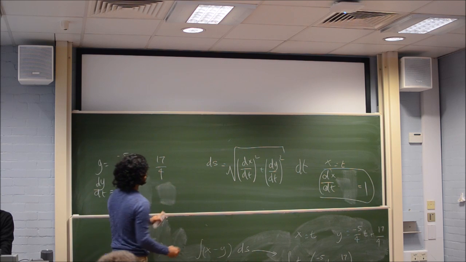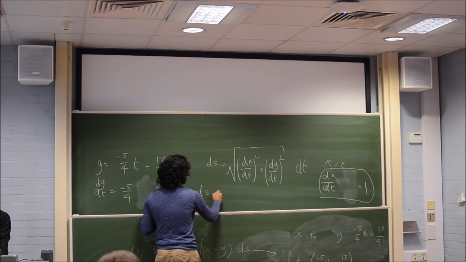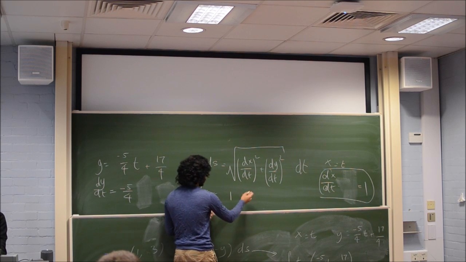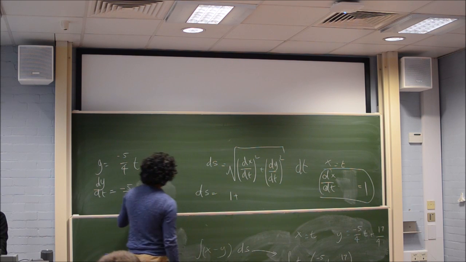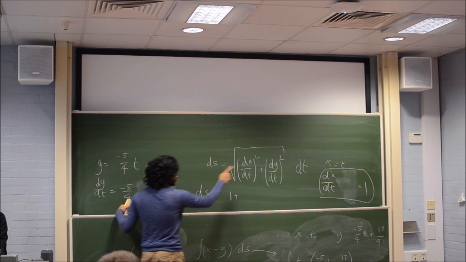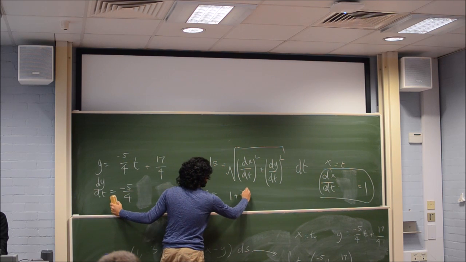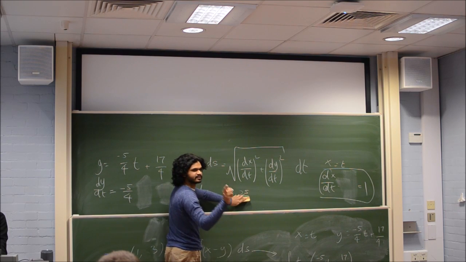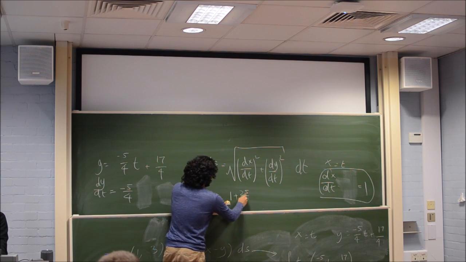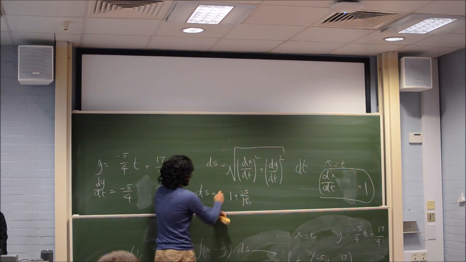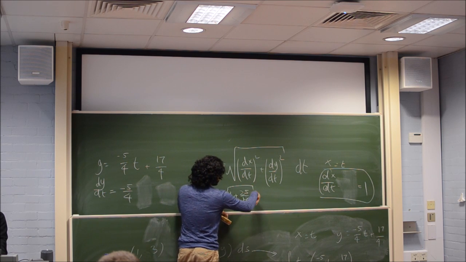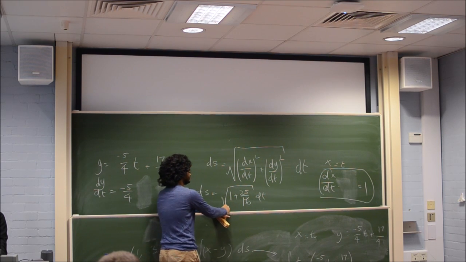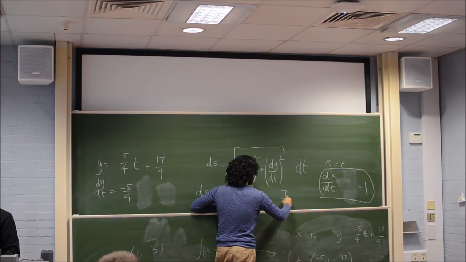So ds essentially becomes the square root of dx dt squared, which is 1 squared, plus dy dt squared, which is minus 5 over 4 squared, that is 25 over 16. Sorry, I think I told you it was a 16. There you go, and there's a square root and a dt. Now that becomes the square root of 41 over 4, actually.